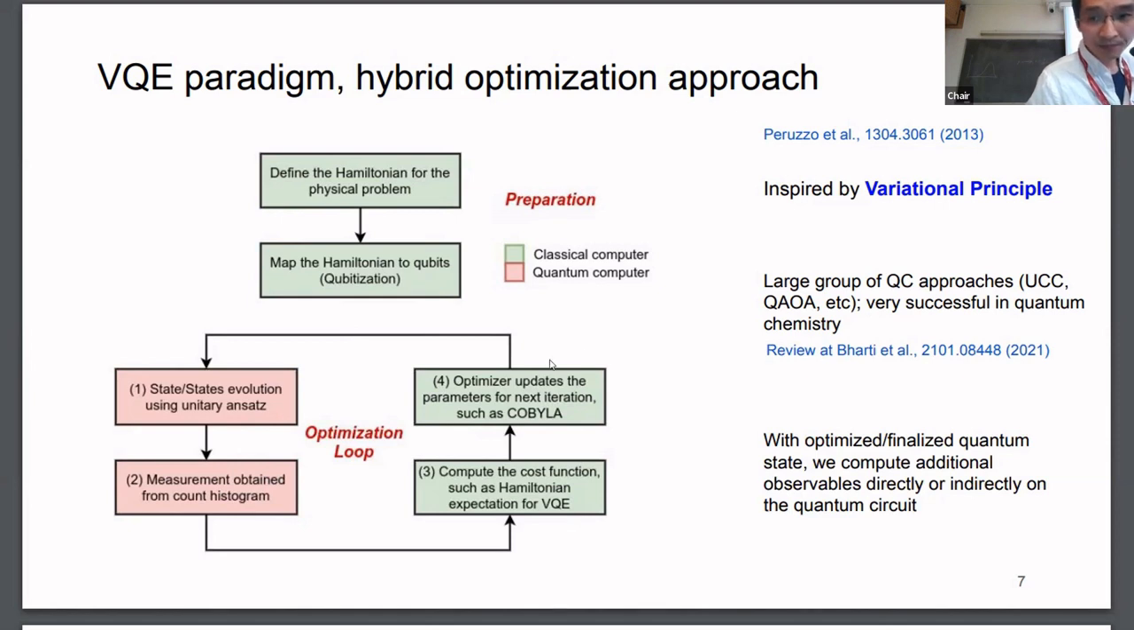There are a lot of approaches similar to VQE in this paradigm, such as using different ansatzes like the UCC ansatz and the QAOA ansatz. It's been very successful in quantum chemistry. And with the evolved state obtained, we are able to make measurements of the observable directly or indirectly on the quantum circuit.